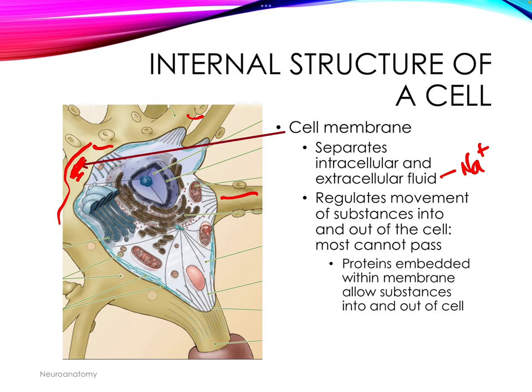But just to put in your head that the extracellular fluid, which is what the neuron is surrounded by, is a salty fluid. And then the intracellular fluid, so there's fluid inside of the cell, okay, and that's separated by the cell membrane. Now, the cell membrane also regulates what comes in and out of the cell, and so most things can't get into the cell, and what can get in is regulated by proteins that are embedded within the cell membrane, and we're going to talk about those in just a minute.